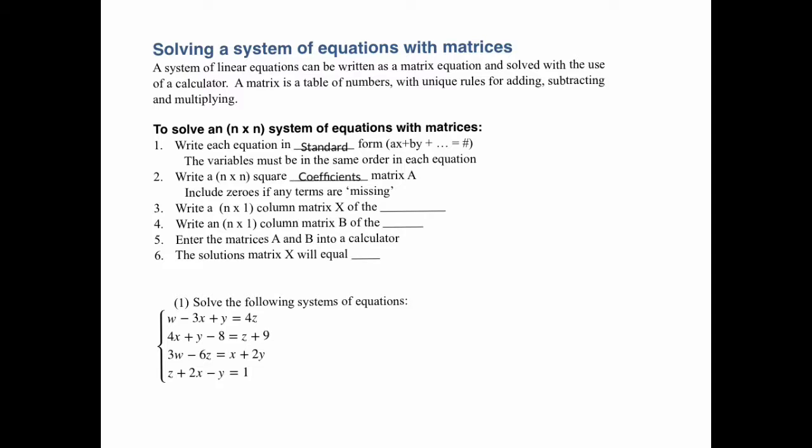Typically we give that coefficients matrix the name A. If there are any terms missing, then you'll have to include a 0. You'll see that come up. After that, you'll write a column matrix, in our case a 4x1 column matrix, which we often give the name x. That is of the variables. Then you'll take the totals on the other side and make a column matrix out of those.